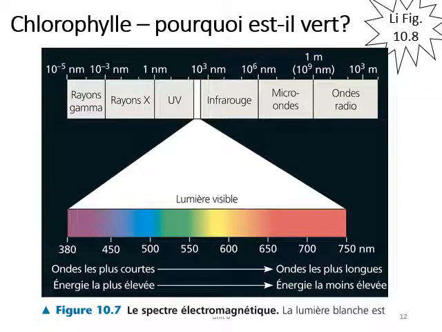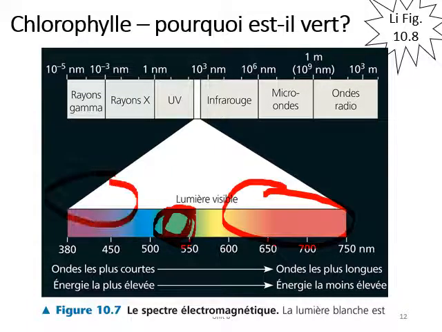Why is the chlorophyll green? Because it reflects the light in the wavelength that looks green to us, which is at about 525 nanometers. Chlorophyll absorbs these other wavelengths and uses that to excite the electron to a higher level.